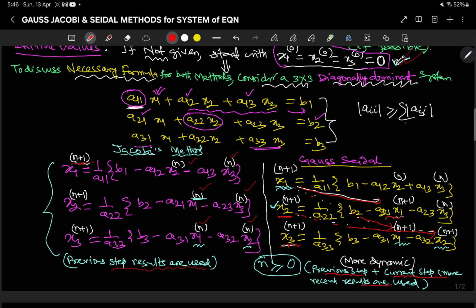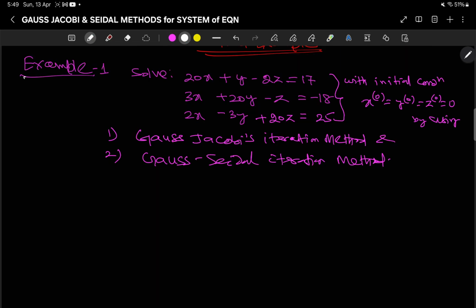Okay, so let me solve one example, then your idea will be clear. So you are given example 1. A system of equations is like this. The initial condition is given here as 0, right? If something else is given, we'll start by using Gauss-Jacobi's method, or simply Jacobi's method, and the second one is the Gauss-Seidel method.